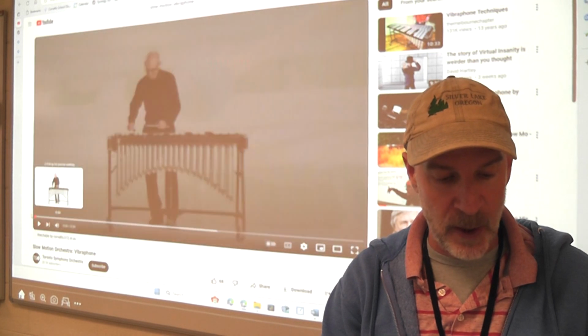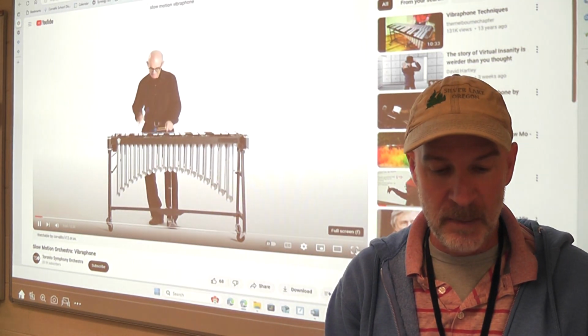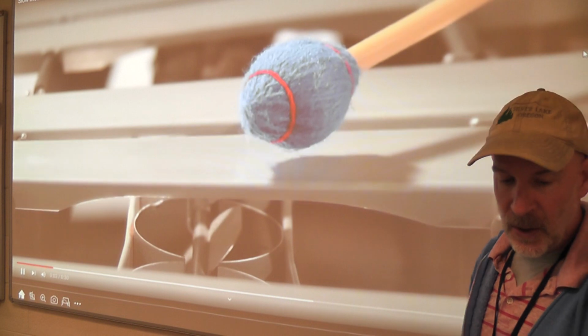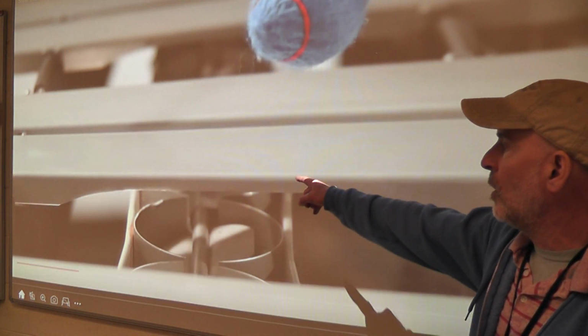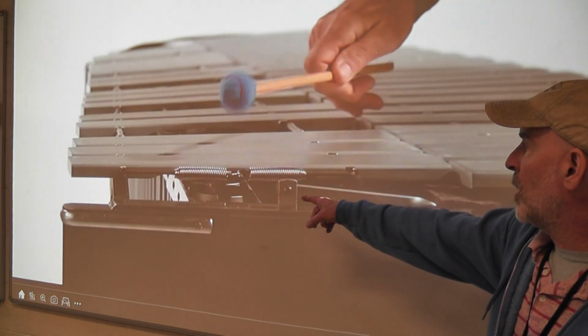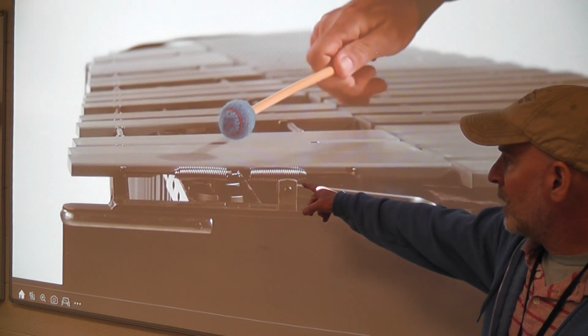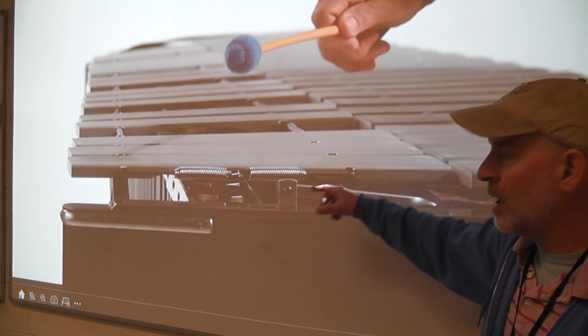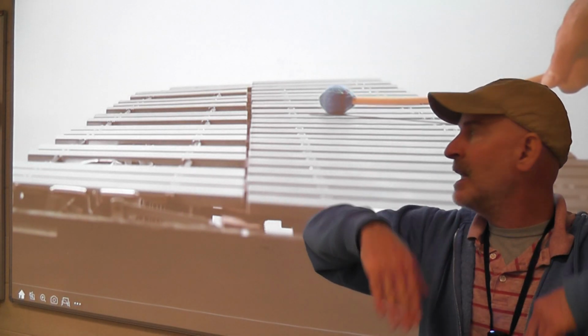This is very quick, and there you go. That's what it looks like when this vibraphone tone bar is vibrating. You can see it, right? You can see it's not really vibrating much there. There's this flex like this.